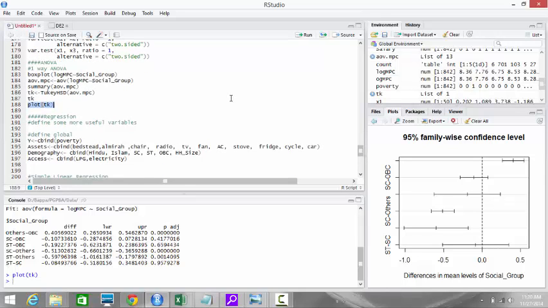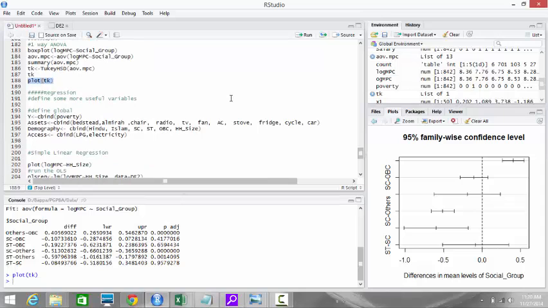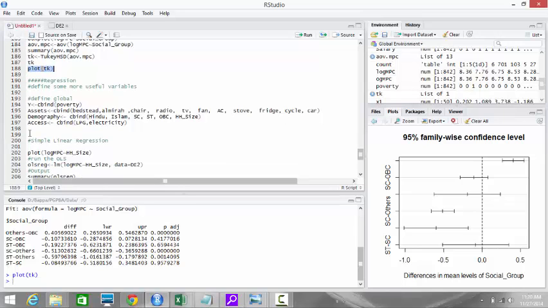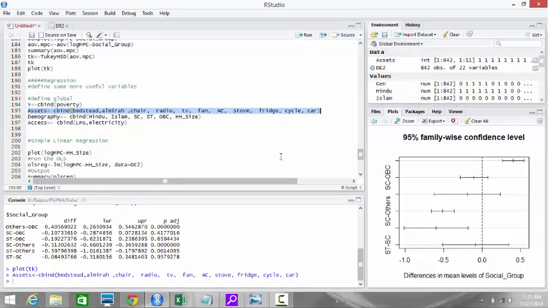Okay, so let's get into some regression. For regression, we will first learn to define what we call a global variable. The advantage is that I will not have to write the variables every time. Instead, I group the variables using the command cbind. I group the variables called assets, where I collect all the assets, using the cbind command.